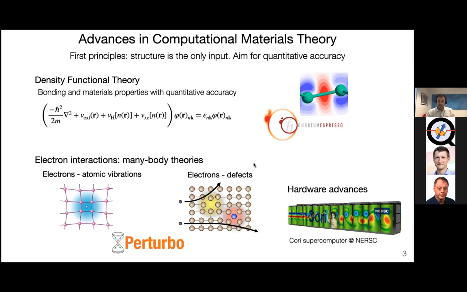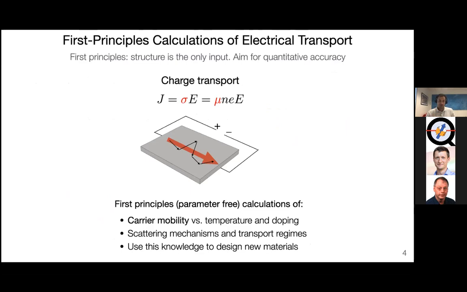This is the topic that is really at the center of my scientific interests. And I work on several aspects of it, but today I've decided to focus on just one, which is developing a framework to accurately compute electrical transport properties in materials, such as the conductivity and the carrier mobility, which is the conductivity divided by the electron density, and the mobility is a key figure of merit for materials employed in various devices. The novelty again here is that these calculations use the structure of the material as the only input.